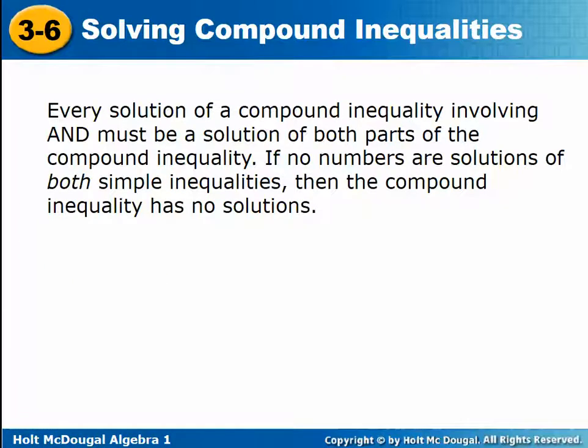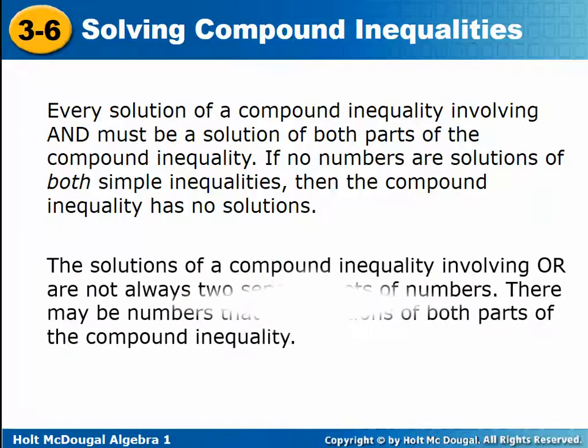So every solution of a compound inequality involving "and" must work in both parts. If no numbers are solutions of both, then you say no solution. So it's usually the "and" ones that come up, that there might be no solution. When you have the "or," sometimes you have numbers that work everywhere.